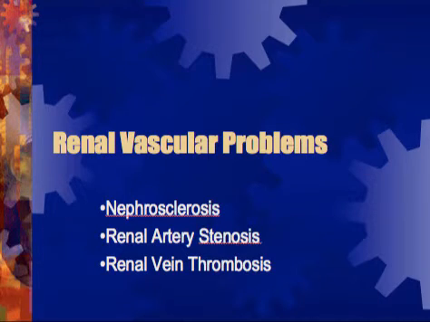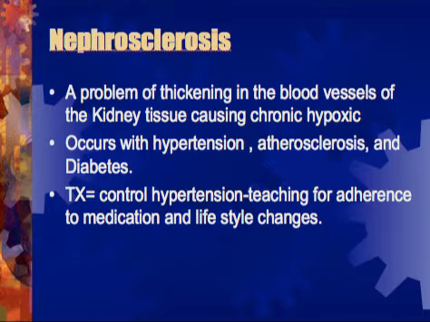Renal vascular problems: nephrosclerosis, renal artery stenosis, and renal vein thrombosis. Most of these aren't epiphany, so we're just going to mention them, but they're things that cause circulatory problems to the kidneys. Nephrosclerosis, like sclerosis in the body, is a thickening of blood vessels. This is the more specific thickening of the blood vessels in the kidneys, and this causes a decrease of circulation to the kidneys. This occurs with hypertension, atherosclerosis, and diabetes.